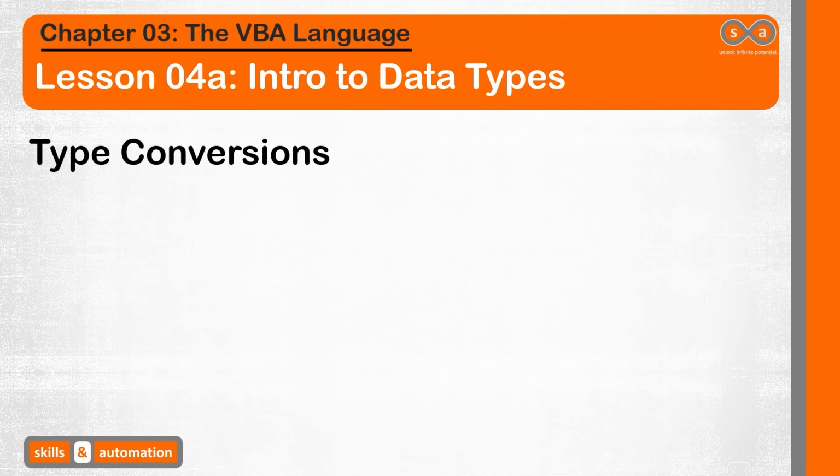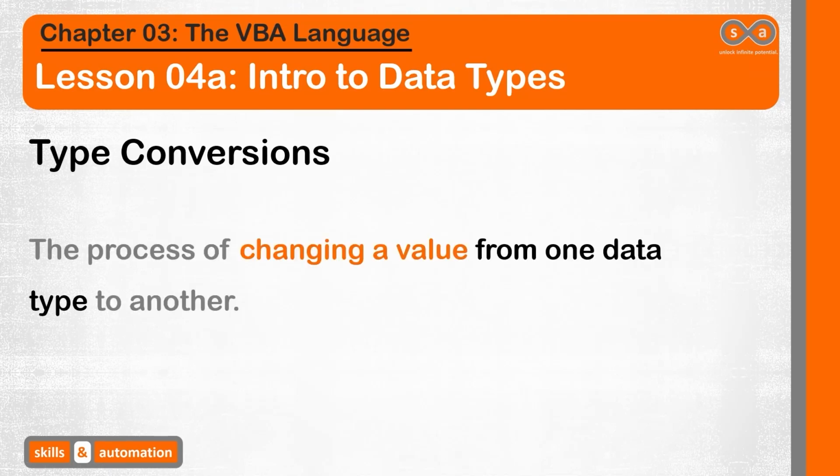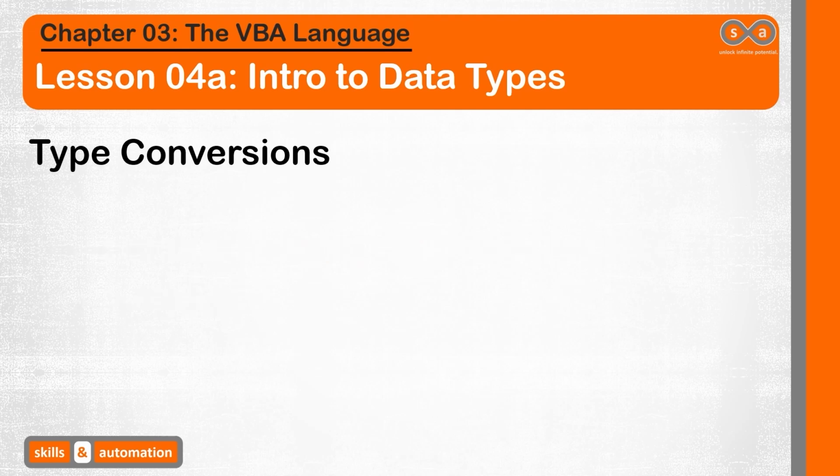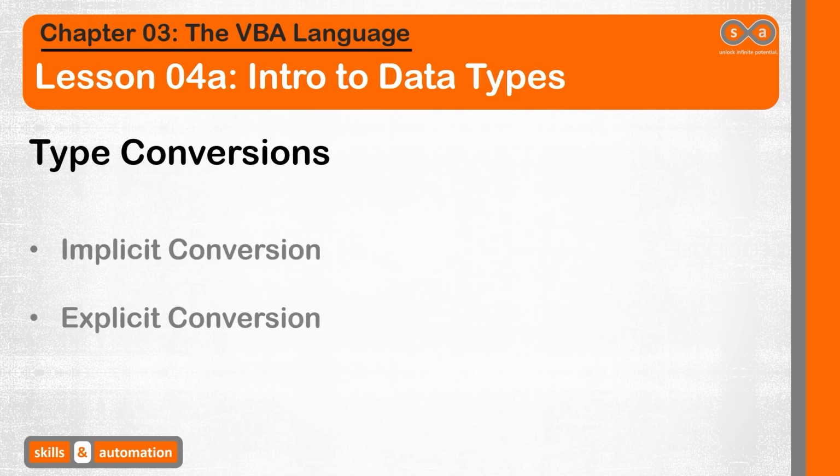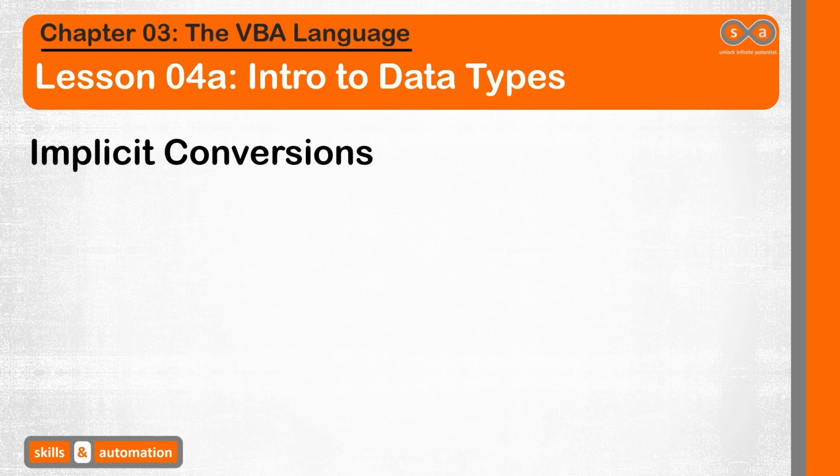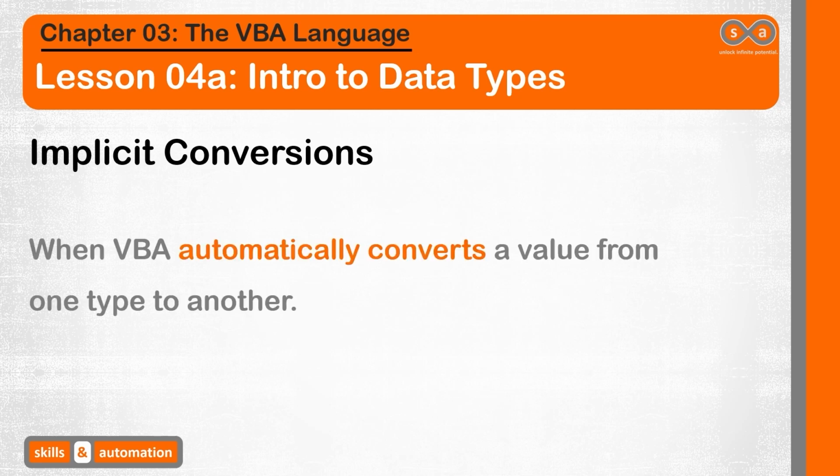Let's talk about type conversions. The process of changing a value from one data type to another data type is called type conversion. There are two types of conversions, implicit and explicit. Let's talk about implicit first. Implicit conversion is when VBA automatically converts a value from one type to another.